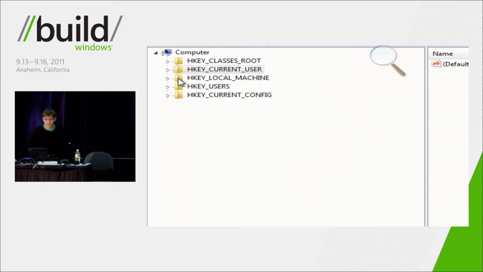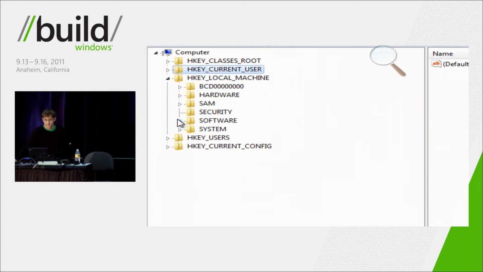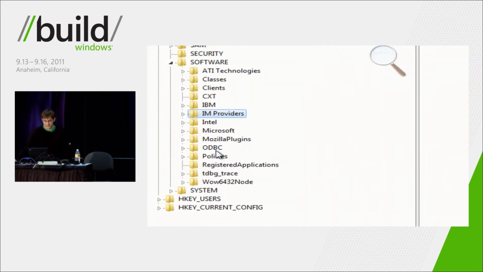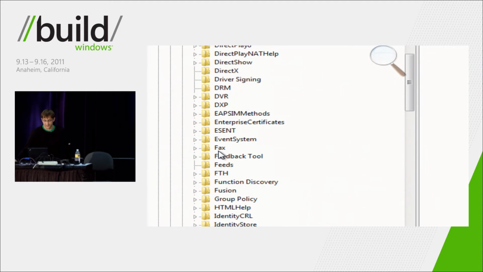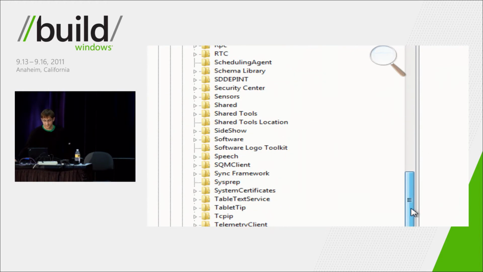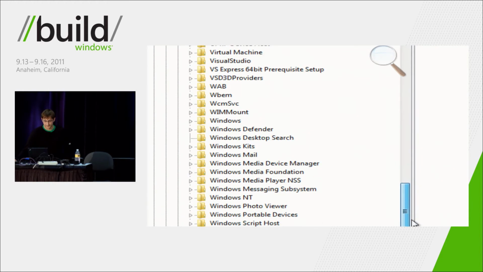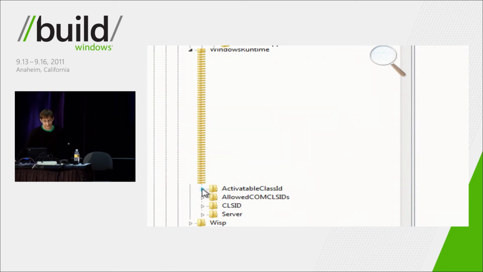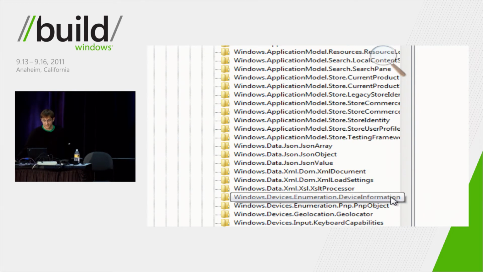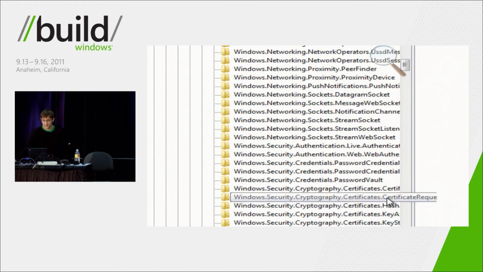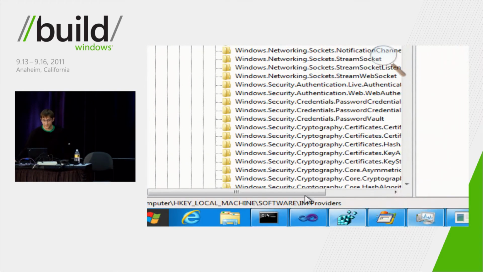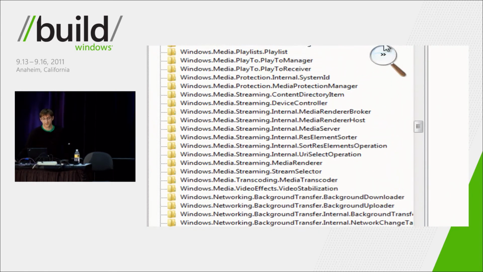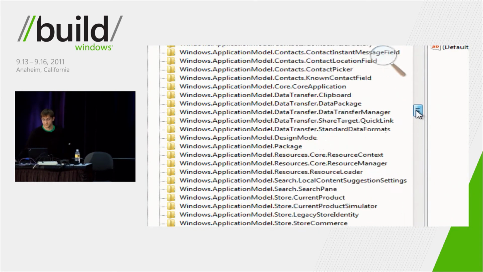So we can go into HK local machine. It's under software. It's under, whoops, my scroll bar's not working, Microsoft. It's under this little technology called Windows Runtime. There it is. Activatable class IDs, and there we have it. We see all of the activatable class IDs for the Windows Runtime. And this is a complete list of all the classes that you can activate for WinRT.